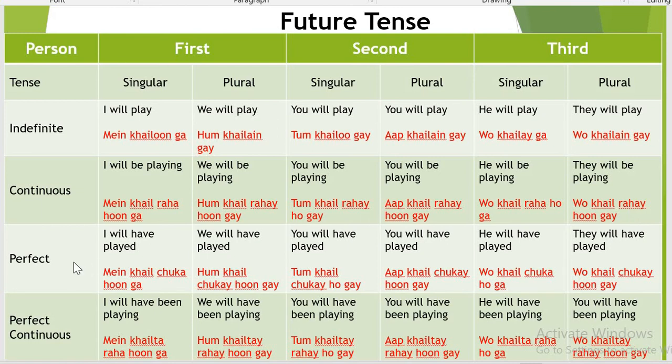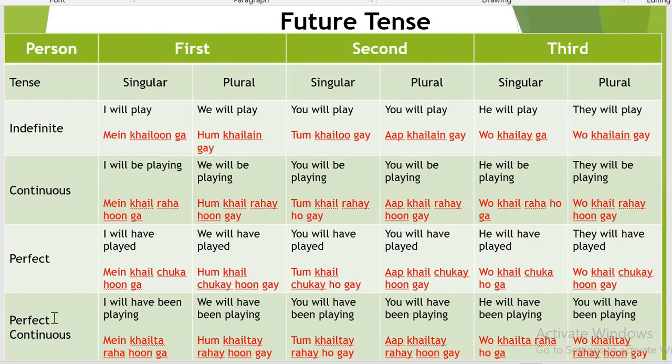Now let's move to the perfect, future perfect tense. I will have played. मैं खेल चुका हूँगा. We will have played. हम खेल चुके होंगे. You will have played. तुम खेल चुके होगे. And आप खेल चुके होंगे in case of plural. Third person, he will have played. वो खेल चुका होगा या वो खेल चुकी होगी. And वो खेल चुके होंगे. They will have played.